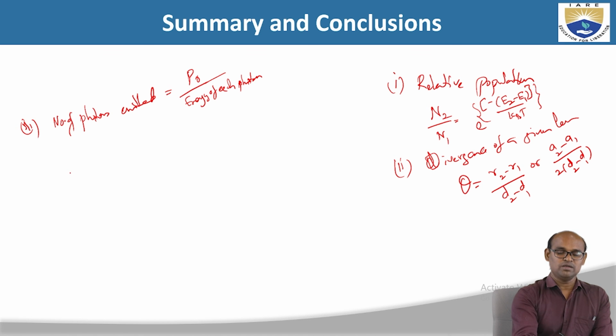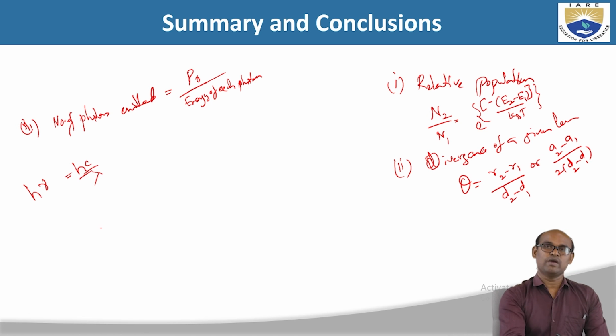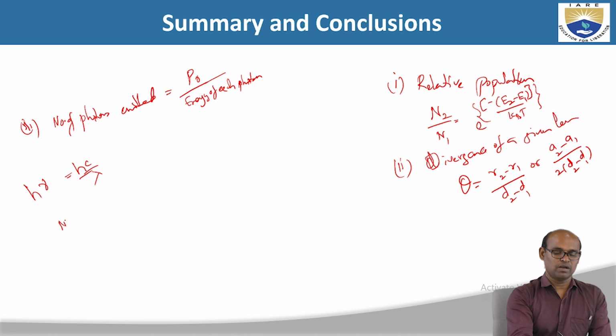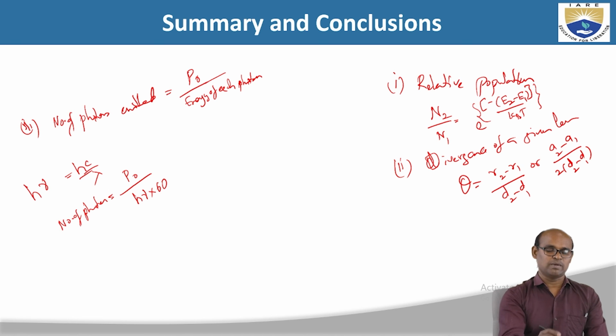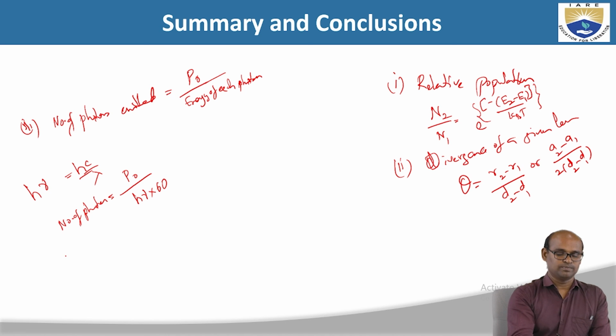The energy of each photon is h nu. We first calculated nu as c by lambda, and then h nu, so hc by lambda. Once we have calculated h nu, the number of photons is equal to output power PO divided by energy of each photon, into 60 seconds, because per minute was asked, so the number of photons we get is per minute instead of per second. So this is the third problem.